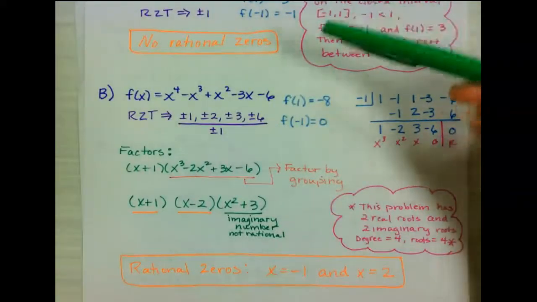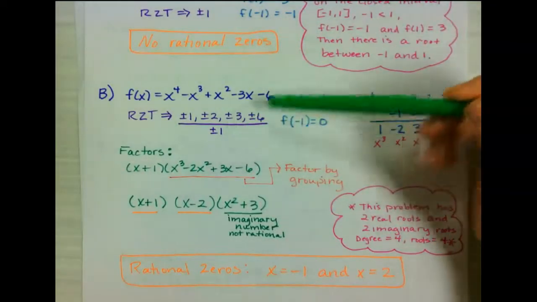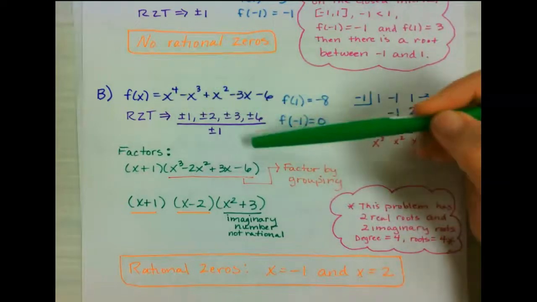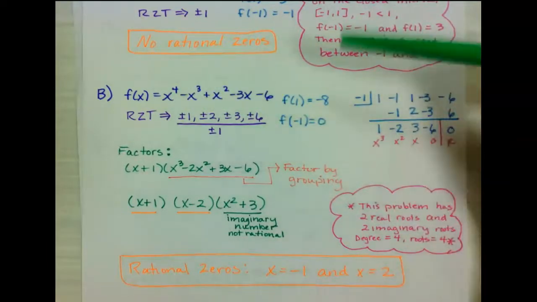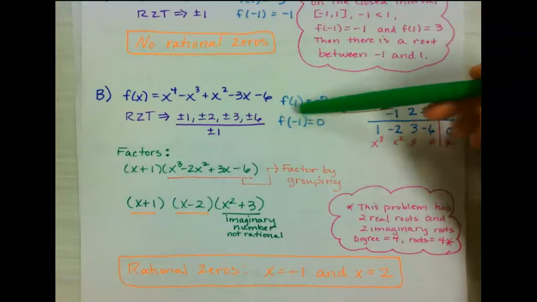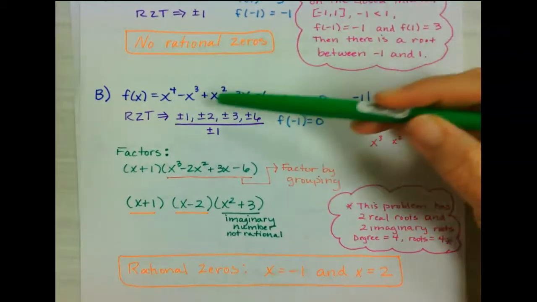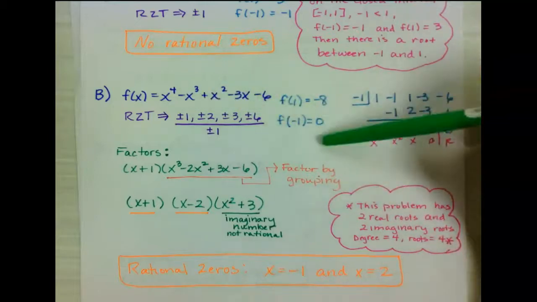On B, here's what I have, my rational root test. I did plus or minus 1, plus or minus 2, plus or minus 3, plus or minus 6. Leading coefficient is 1, so that's just plus or minus 1. So then I started plugging in numbers. When I plugged in 1 into this equation, I got -8. That doesn't work. When I plugged in -1 to this equation, I got 0.